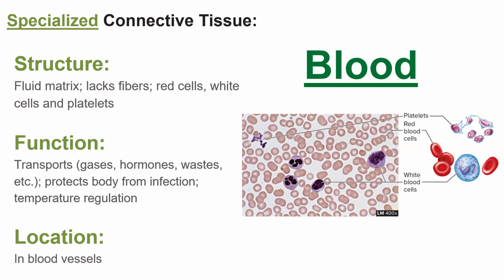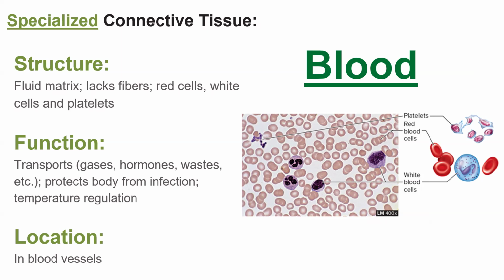We have three different types of cells. We have our red blood cells, which are responsible for transporting oxygen and carbon dioxide. We have our white blood cells, which are our immune cells. And then we have our platelets, which are responsible for hemostasis, which is the fancy term for clotting and stopping bleeding.